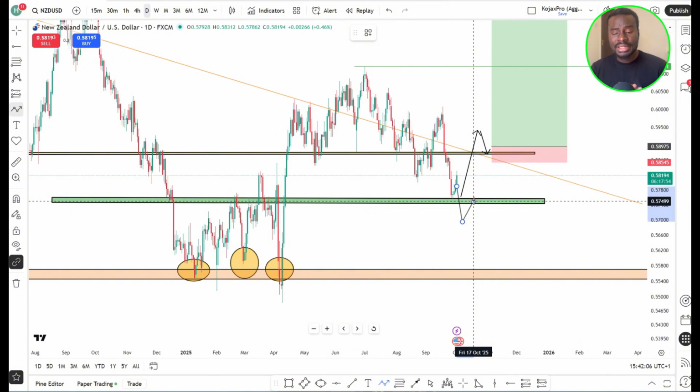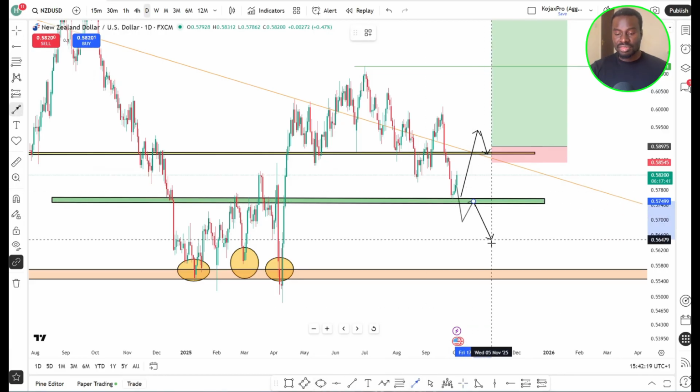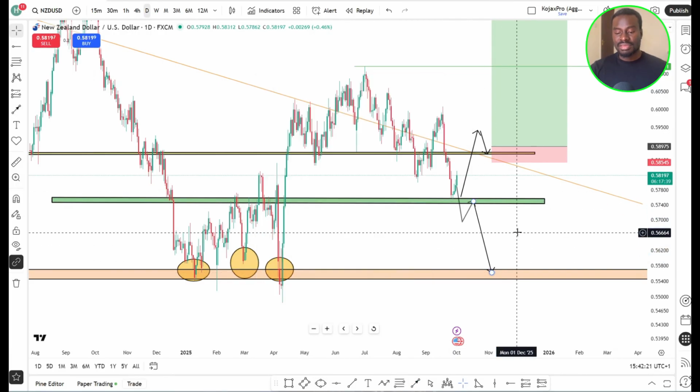So the only trigger here for me to continue to sell NZDUSD is if this neckline is broken to the downside, and then we have a setup like such. And then you guys know how I love to take my setup. I'll just quickly scale to the 4-hour and take this trade to the downside.